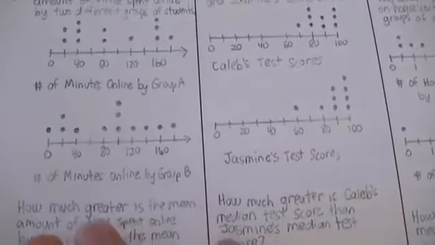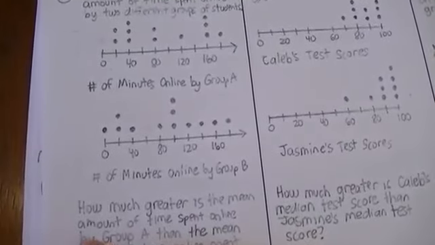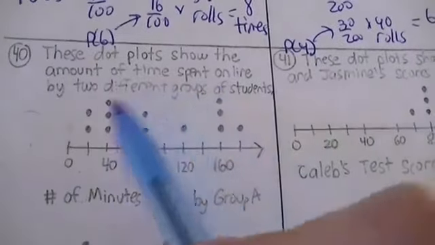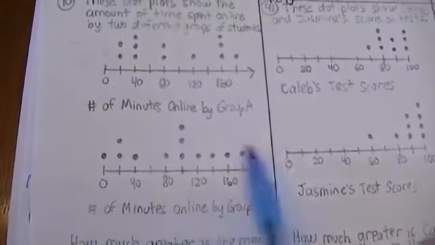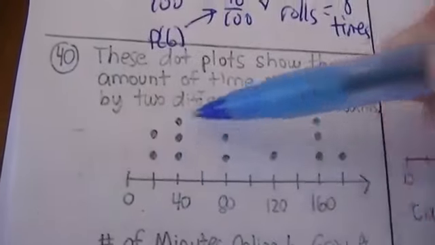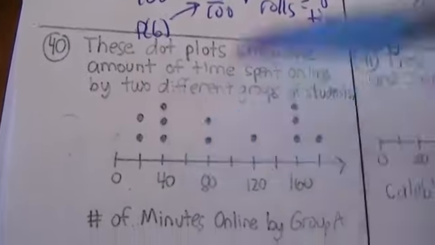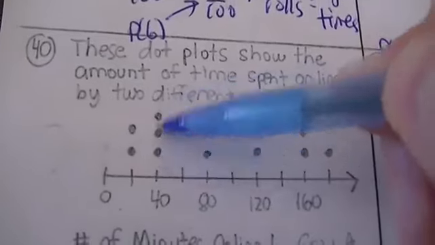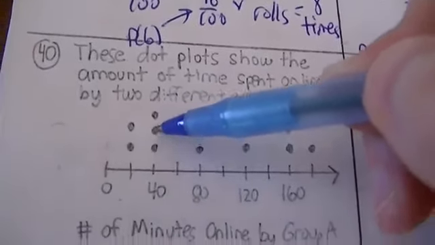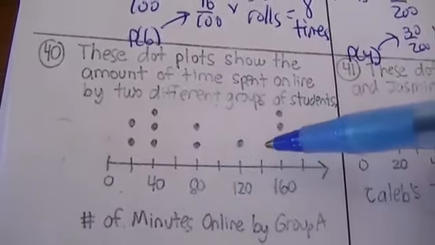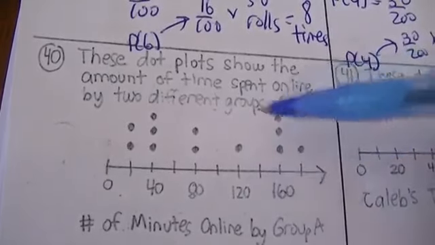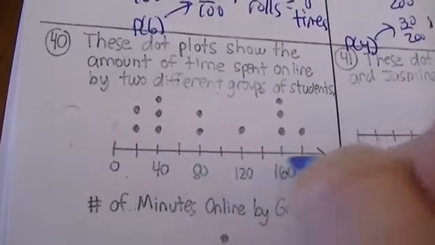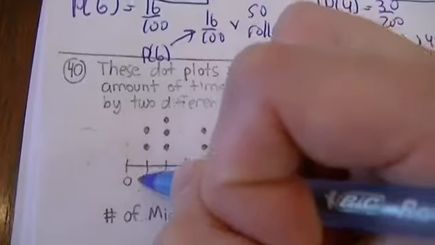Okay, these dot plots show the amount of time spent online by two different groups of students. Okay, so right here represents group A, right here represents group B. Each one of those dots represents one person. These represent the minutes. So for example, there were 3 people that spent 40 minutes online. And I see that there's blank spots on my number line, so you want to fill those in so you don't screw up later.